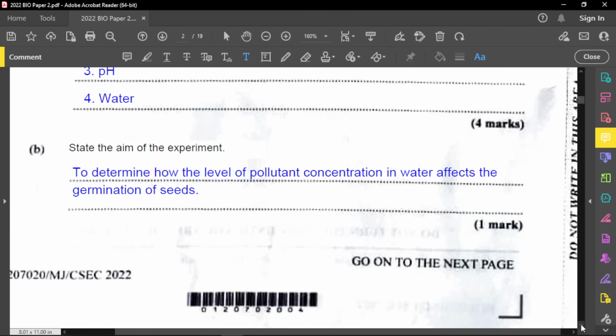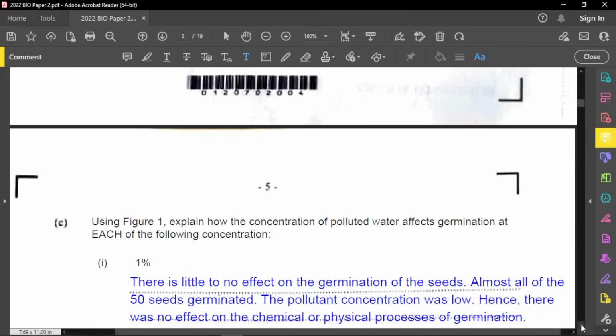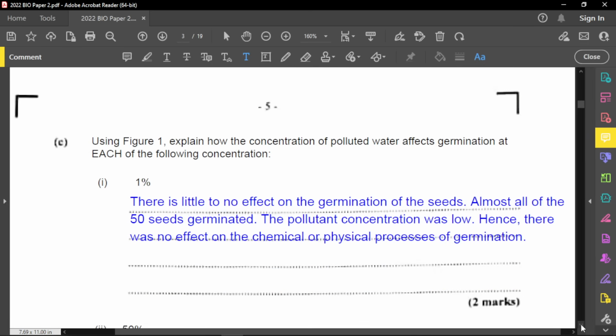For part B, it says state the aim of the experiment. And the aim of this experiment, a suitable aim, as a matter of fact, is to determine how the level of pollutant concentration in water affects the germination of seeds. All right, so anywhere in that line, you will be correct. All right, so for part C, it said using figure 1, explain how the concentration of polluted water affects germination at each of the following concentrations.